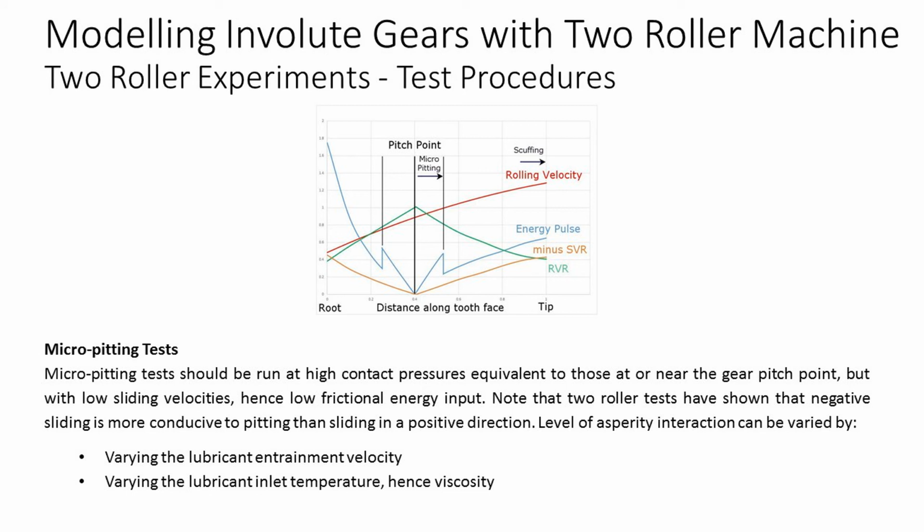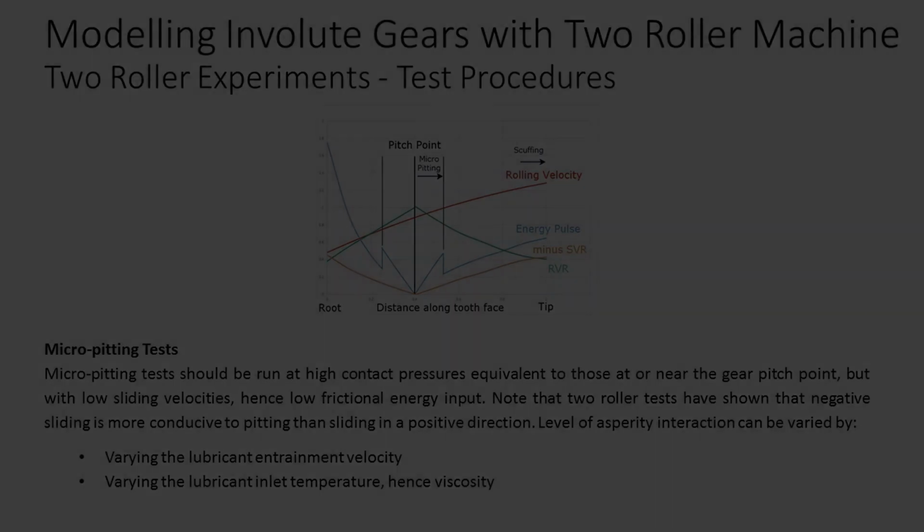Micro-pitting tests should be run at high contact pressures equivalent to those at or near the gear pitch point, but with low sliding velocities, hence low frictional energy input. Note that two-roller tests have shown that negative sliding is more conducive to pitting than sliding in a positive direction. The level of asperity engagement can be varied by varying the lubricant entrainment velocity, and by varying the lubricant inlet temperature, hence viscosity.